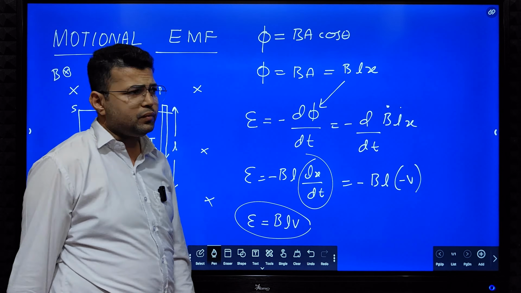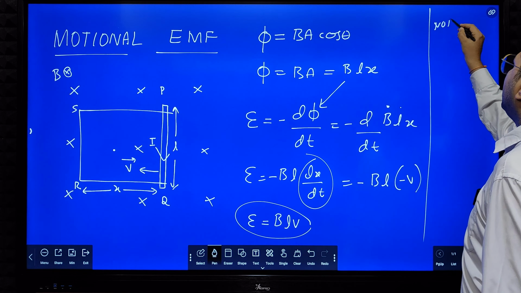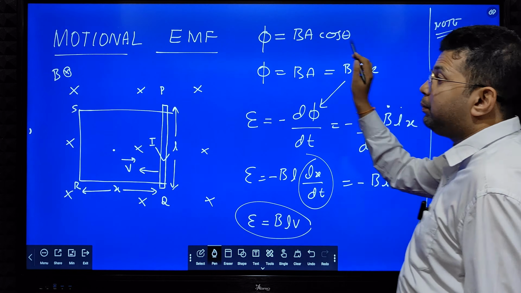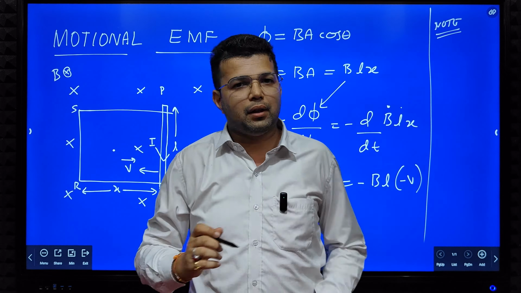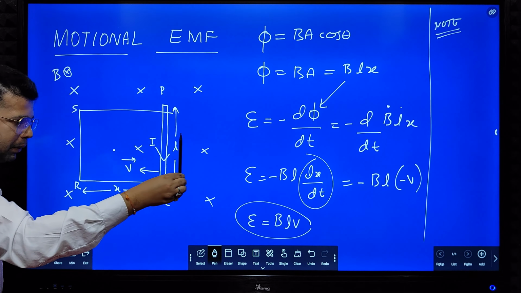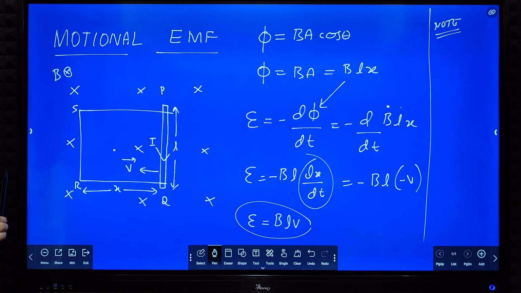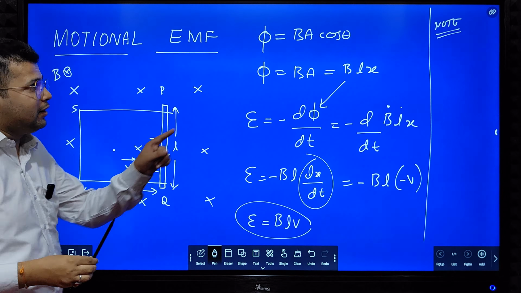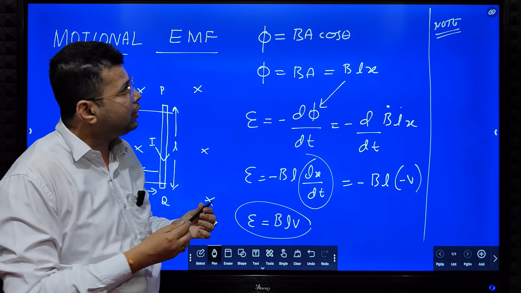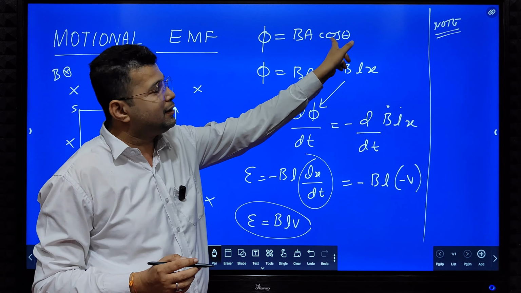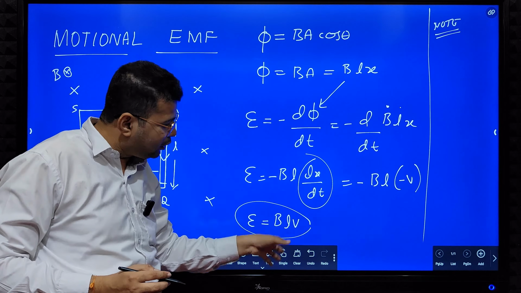Very simple derivation. But here there is a special case. Note, if the angle between magnetic field and area vector is not 90 degree. Now this conducting rod is going perpendicular to the direction of magnetic field. What if the rod goes like this, or like this? Then the area vector A will make some other angle with the magnetic field. Then in the place of flux, you cannot neglect this cos theta. Cos theta is not equal to 1. Then you will get BA cos theta, and when you differentiate, you will get sin theta.